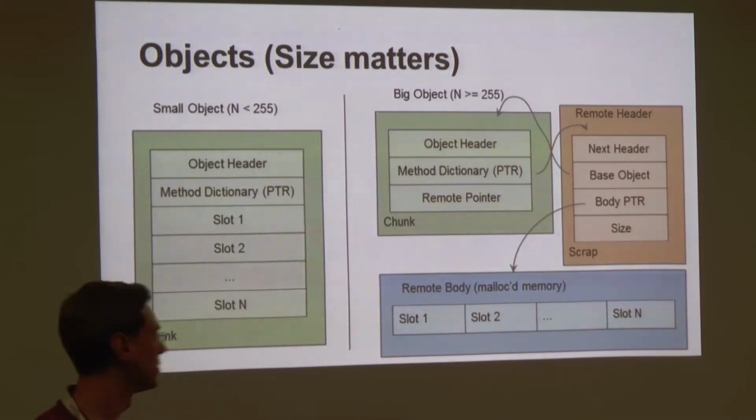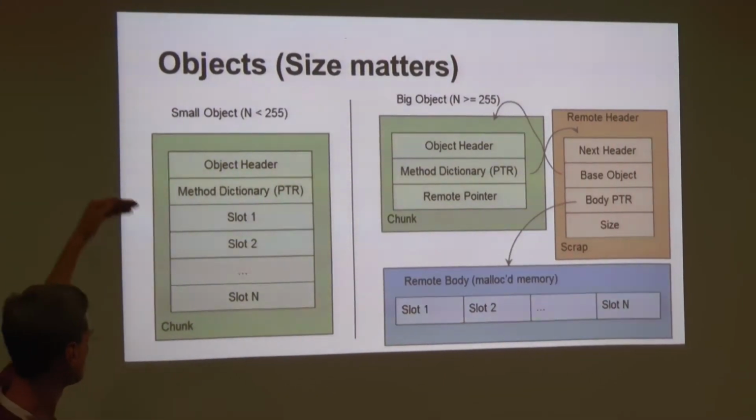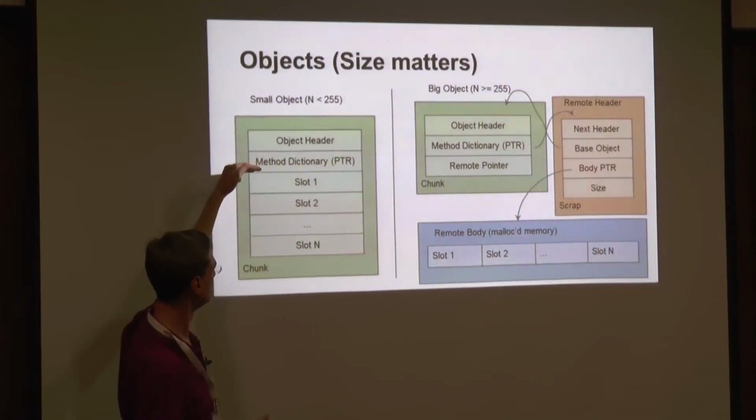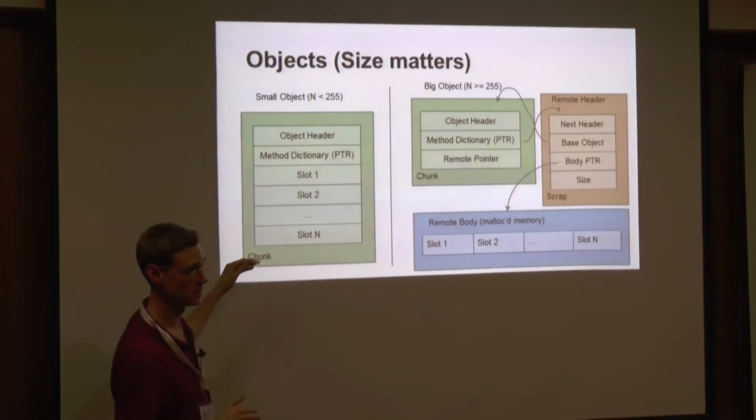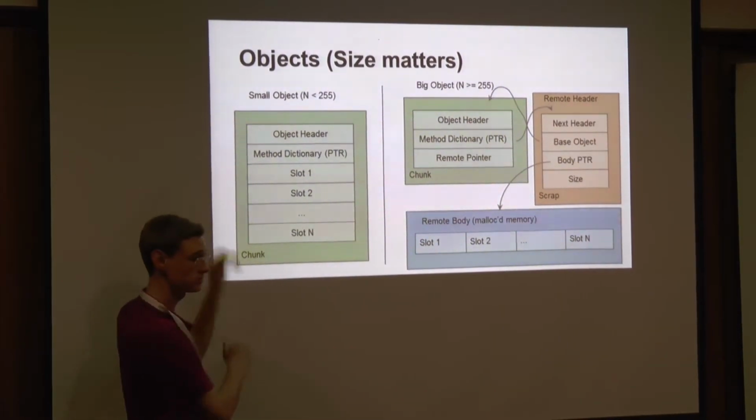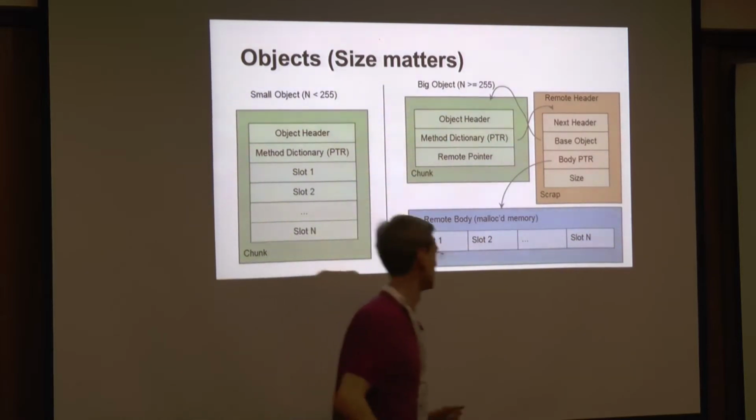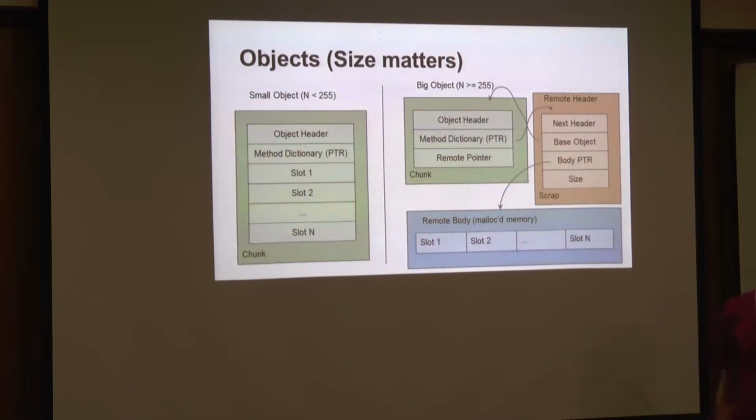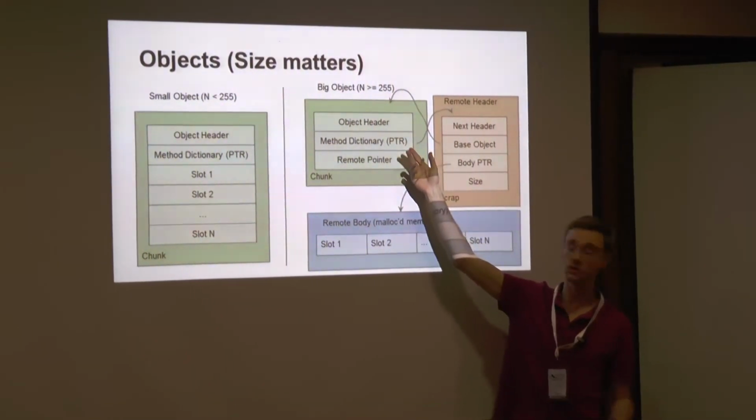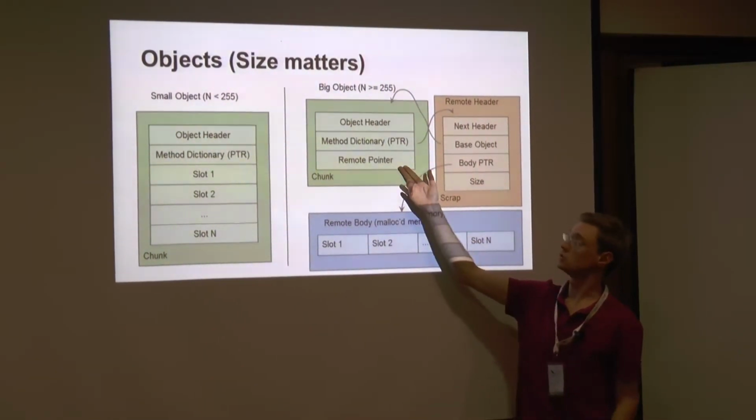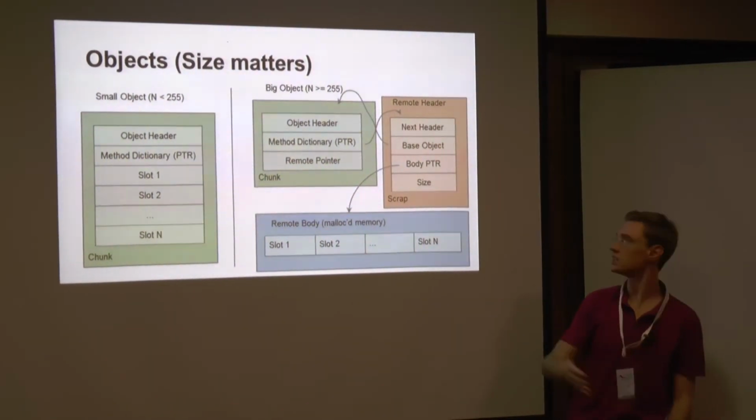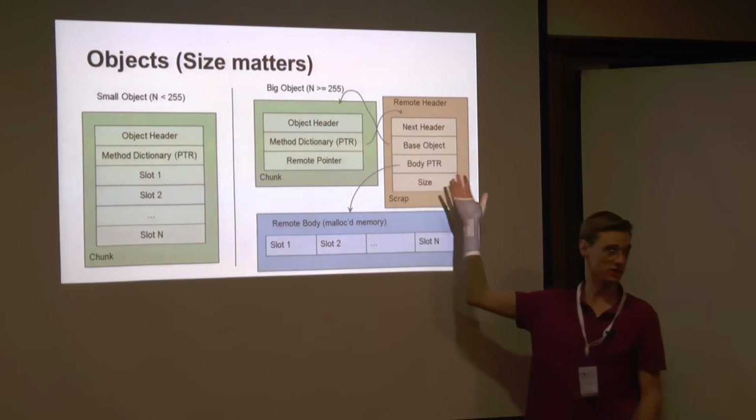So how a small object works is, this is what an object looks like. You have the object header, you have the method dictionary, and all the slots. And this entire object block is inside of the chunk. So it's all inline in the chunk. But if you have a big object, you have an object header and a method dictionary like before, but you have a pointer to this big object header here. And every single grade has a reference to all the big object headers that exist in that grade.